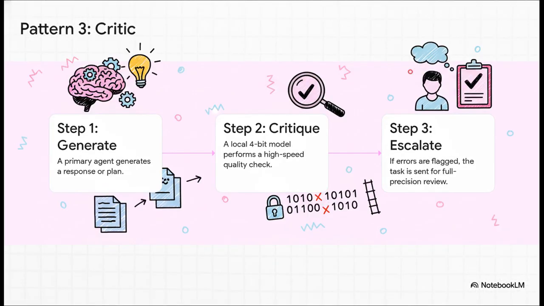And our third pattern is the local critic. A lot of agentic systems have this reflection loop, where one agent basically checks another agent's work. It's a great idea, but it can be really slow. The pattern here is to use a fast 4-bit critic for that first-pass quality check. It can quickly scan for things like correct JSON formatting or check for factual consistency. Only if it flags a problem does the task get escalated for a more expensive review by a bigger model.